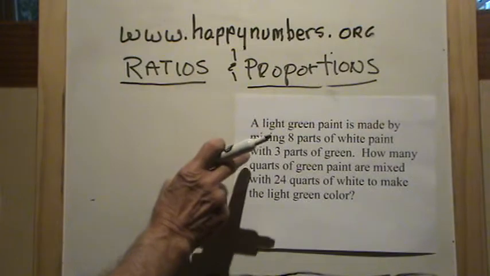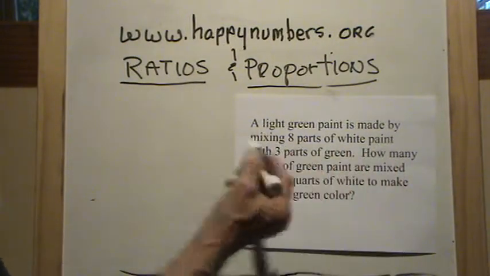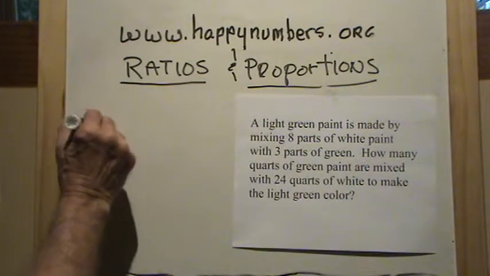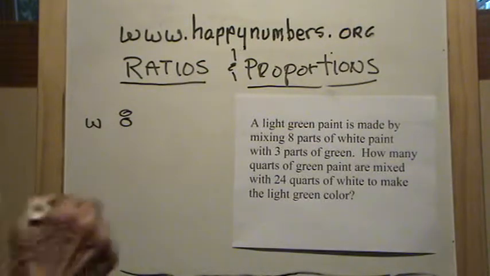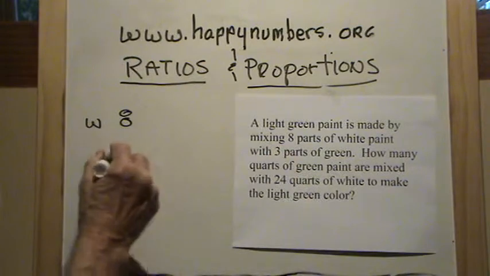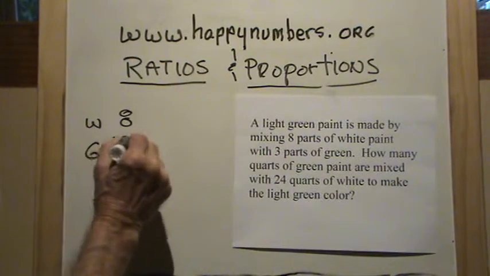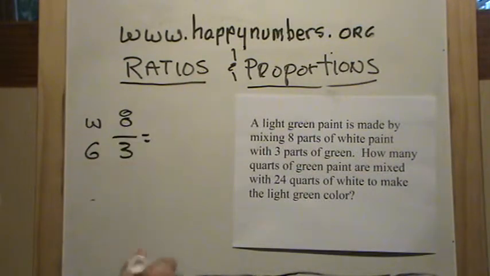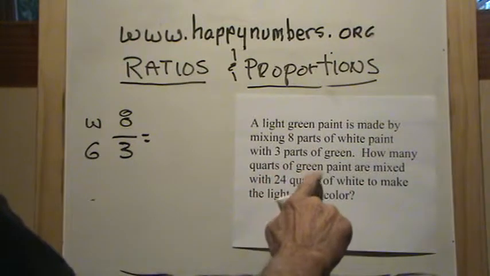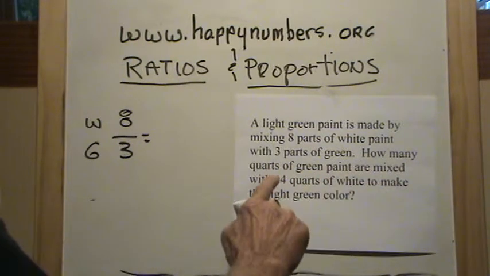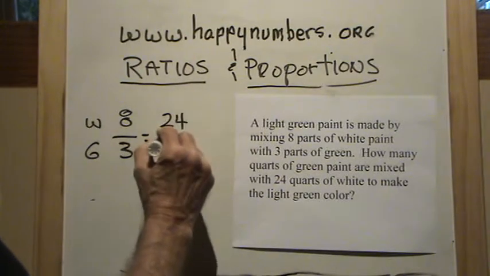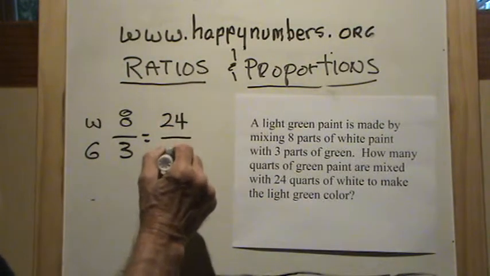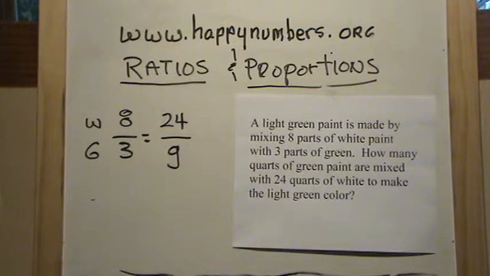Let's see how we did. Light green paint is made by mixing 8 parts of white with 3 parts of green. So the green is the denominator. And how many quarts of green need to be mixed with 24 quarts of white? Well, 24 quarts of white, and how many parts for green? Let's let G be the number of quarts of green.